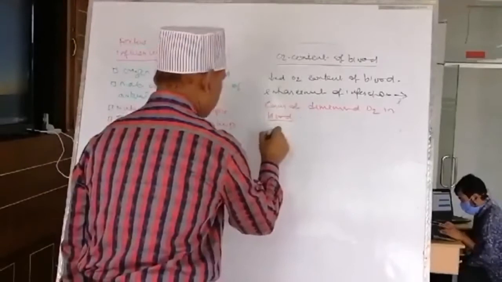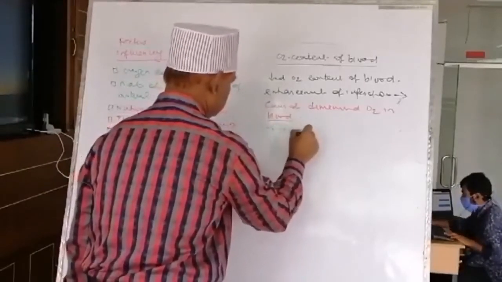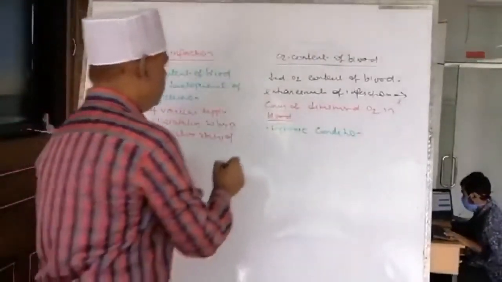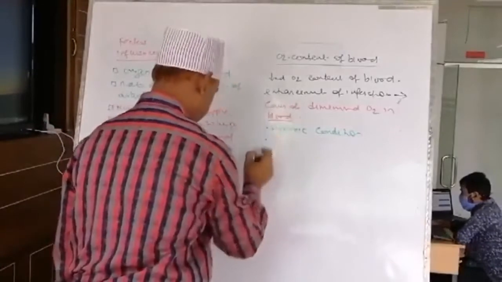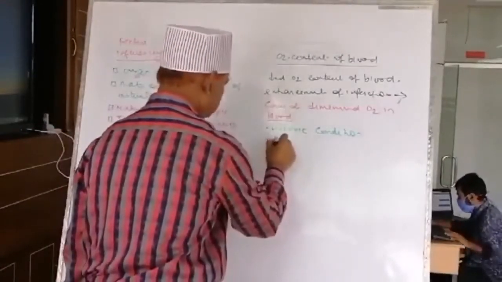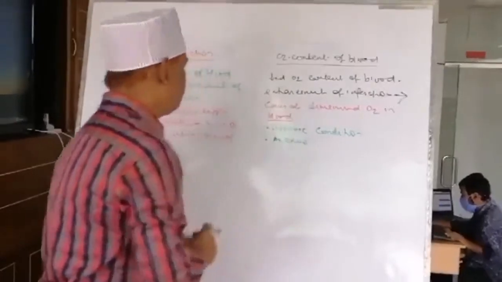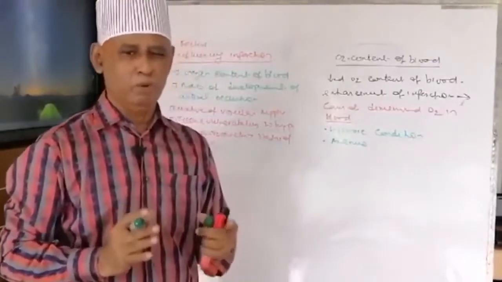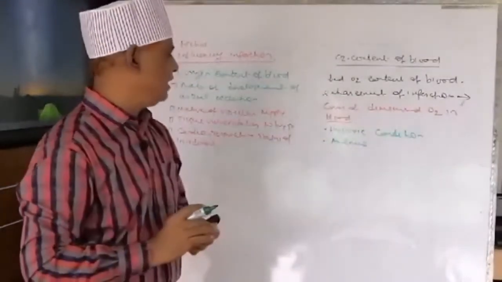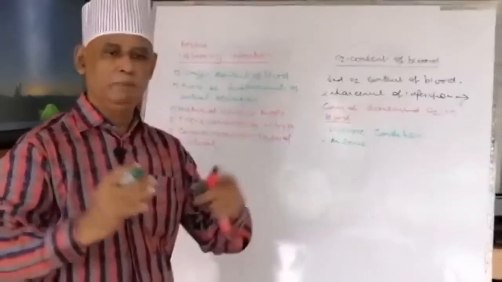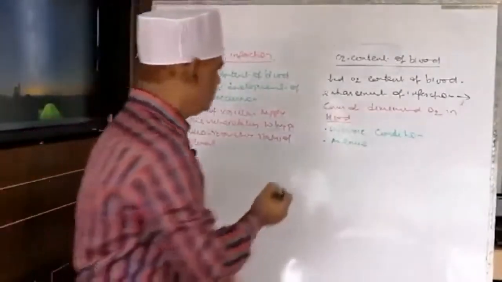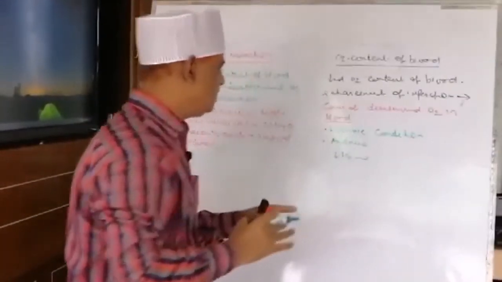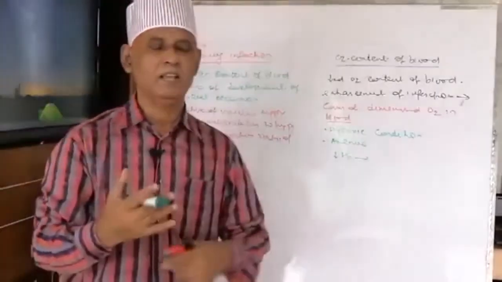One is hypoxic condition of the individual. Another is anemia. Dear audience, you know anemia is nothing but reduction of hemoglobin per unit volume of blood below the normal level as per age and sex. So in an anemic patient there is reduction of hemoglobin. As hemoglobin is decreased, the oxygen carrying capacity of the blood is decreased.